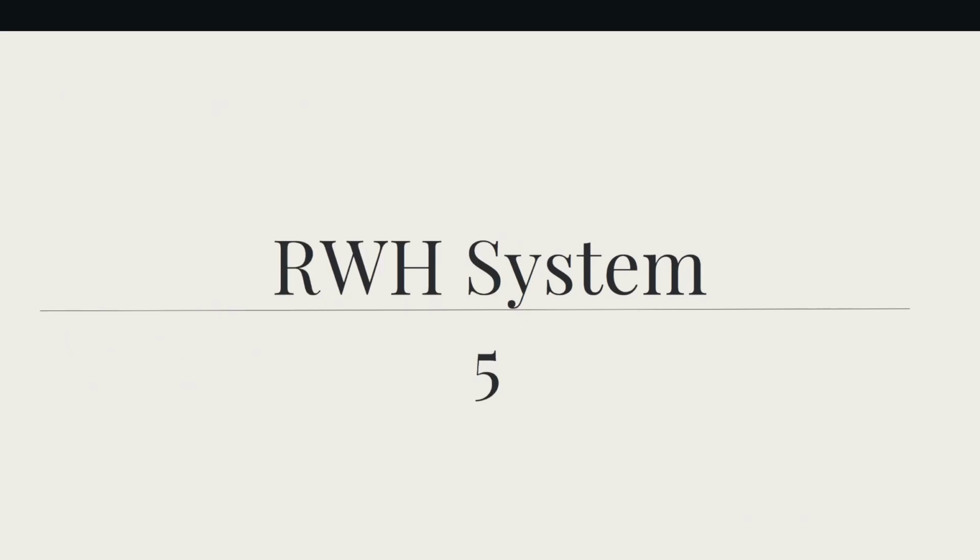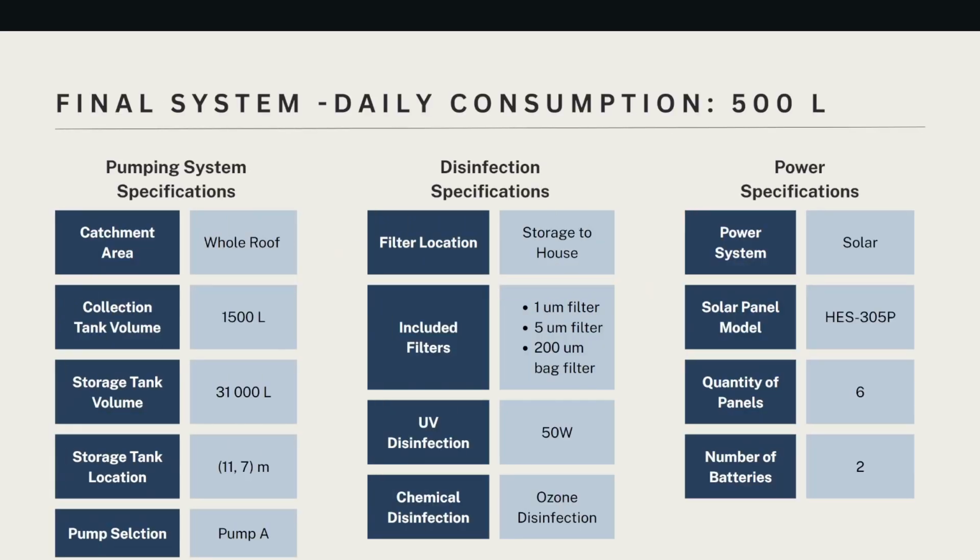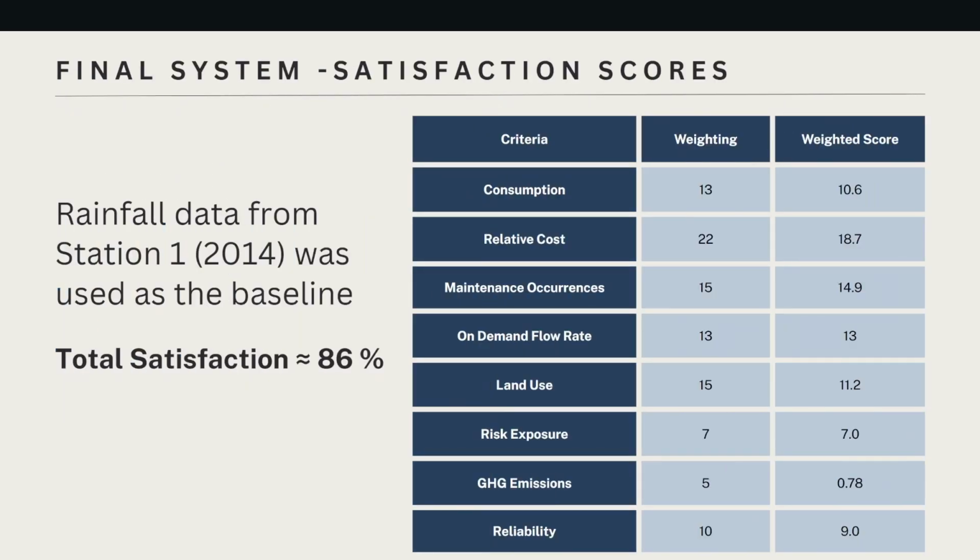Here are our final results after testing. These parameters proved to maximize satisfaction. Please feel free to pause to go through each parameter in detail. On the right, you can see the final satisfaction scores for a rainwater harvesting system. These results use rainfall data from Station 1, 2014, which is rainfall data that closely resembles that of Van Anda. In total, our satisfaction was around 86%.